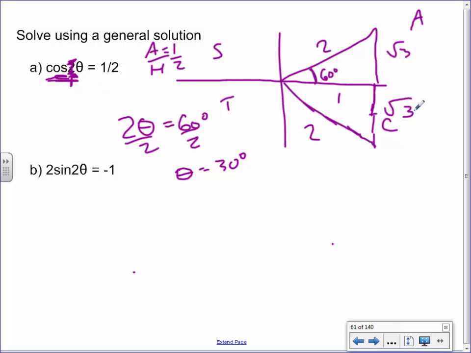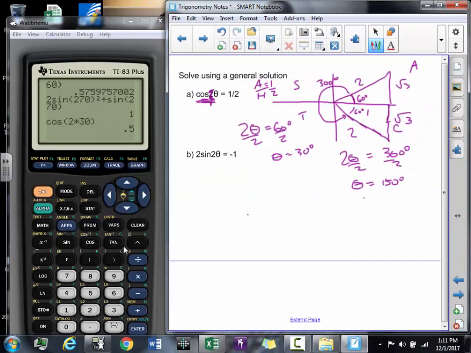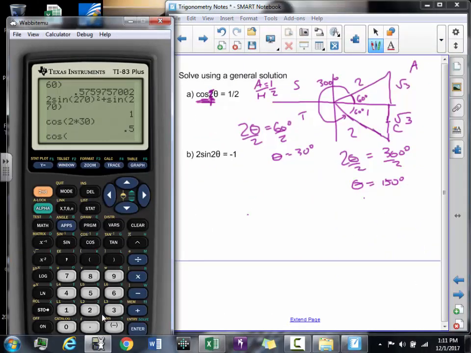adjacent and hypotenuse. So all the way around to here then, is going to be 300 degrees because there's like 60 degrees left over. Okay, but it means that 2 theta was equal to 300 degrees. So when you divide by 2, actual theta would be 150 degrees. So just to prove it, and then we'll call it a day. Cosine of 2 times 150, this should equal 0.5. And it's one of many answers that will equal 0.5.